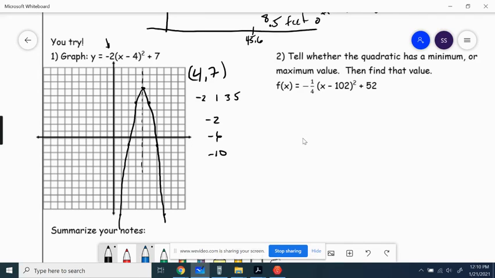And number 2, tell whether the quadratic has a minimum or maximum value. Well, the a term is negative, so this is going to be opening downwards. And find that value. Well, this point will be at 102, 52. There's your vertex.